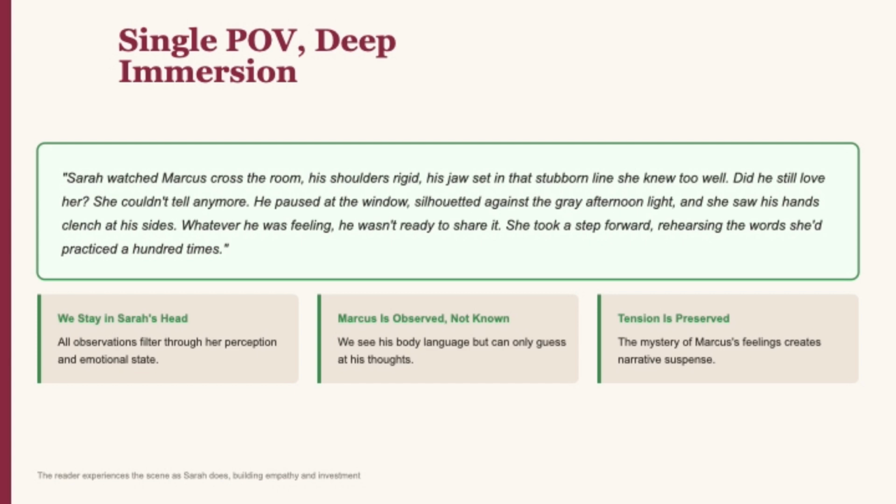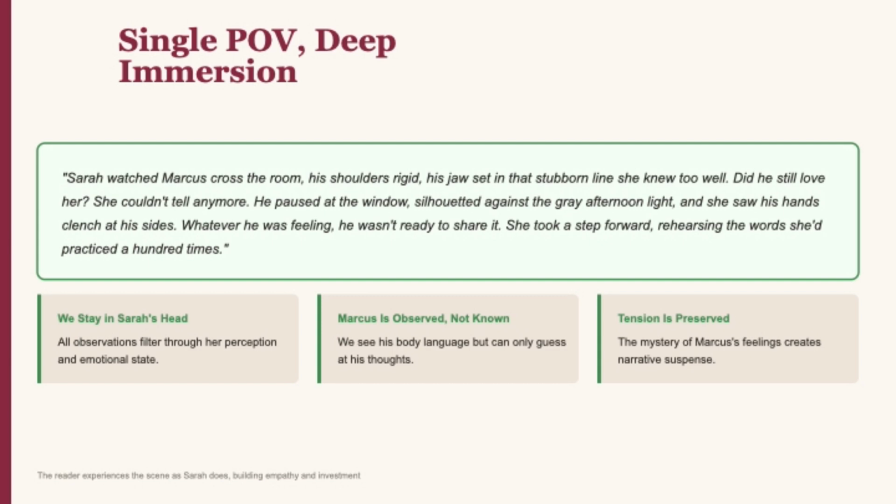Sarah watched Marcus across the room, his shoulders rigid, his jaw set in that stubborn line she knew too well. Did he still love her? She couldn't tell anymore. He paused at the window, silhouetted against the gray afternoon light, and she saw his hands clenched at his sides. Whatever he was feeling, he wasn't ready to share. She took a step forward, rehearsing the words she'd practiced 100 times. You see the difference? It's all about Sarah.